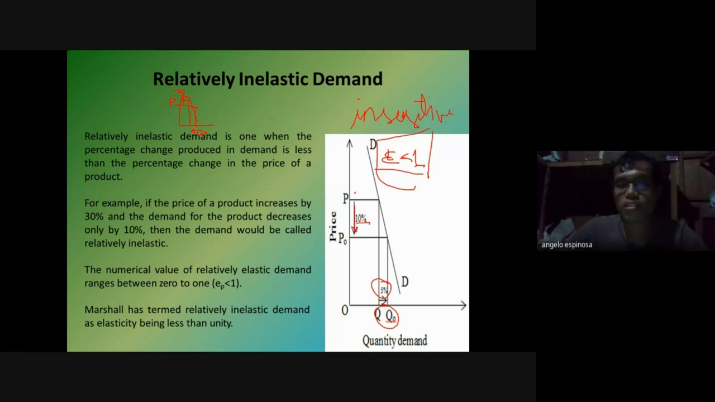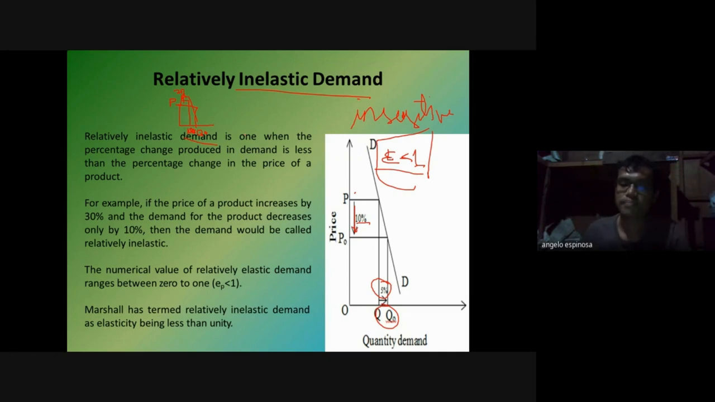So 20%, so nagkaroon ng changes ng quantity demanded ng 10%. Bakit? Kasi dapat mas mataas yung price kesa sa quantity demanded when you talk about inelastic, because sensitive lang ng konti si quantity demanded sa pagtaas ng presyo. Okay? So that is what we call relatively inelastic demand.